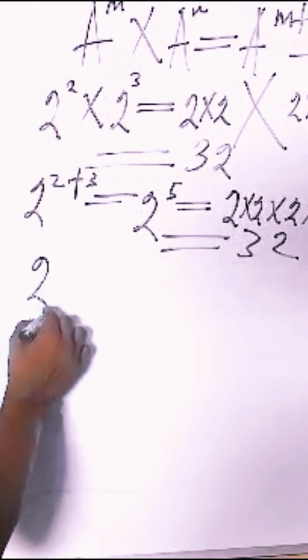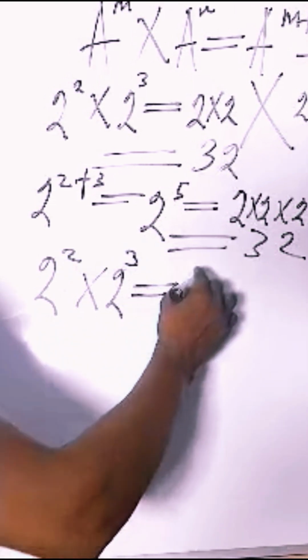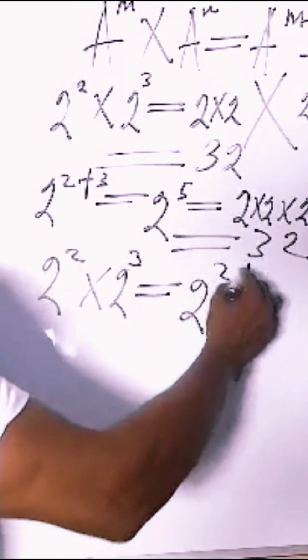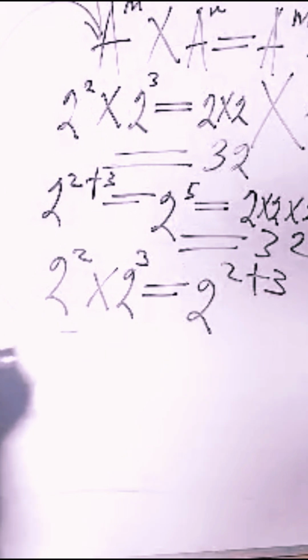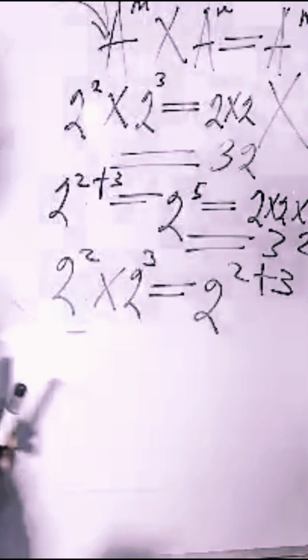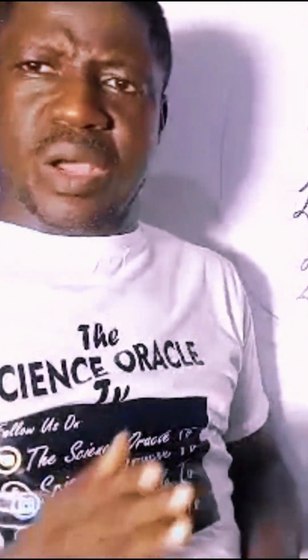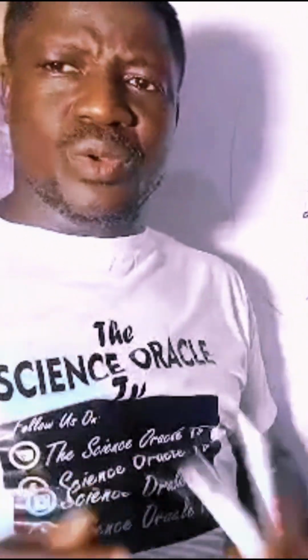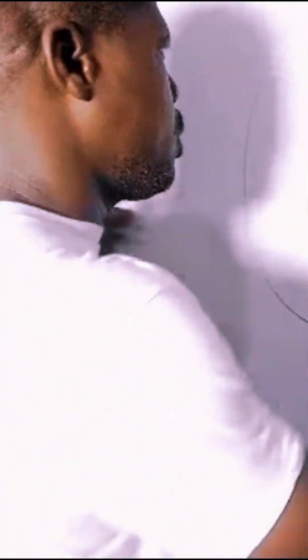So we have 2 raised by 2 times 2 raised by 3 is as good as 2 raised by 2 plus 3, which conforms with the first law of indices. So this is the analytical way of viewing the first law of indices. Now let's swing into action to look at it in a more professional way, otherwise known as the arithmetical method. Let us look at it from the arithmetical method.